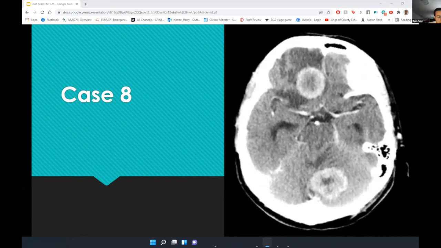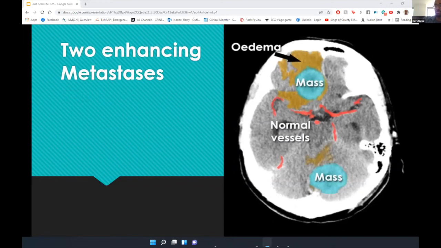It's like masses in the left posterior brain and in the right frontal. Perfect. So this patient has two enhancing metastases. This patient has a known malignancy, so a mass in the brain is most likely due to metastatic disease. You're less likely to have two primary brain lesions occurring at the same time. So again, you see normal vessels, you'll see two ring enhancing masses signifying metastasis.